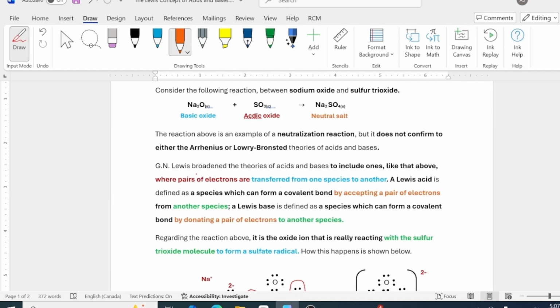G.N. Lewis broadened the theories of acids and bases to include reactions like that above, where pairs of electrons are transferred from one species to another. A Lewis acid is defined as a species which can form a covalent bond by accepting a pair of electrons from another species. A Lewis base is defined as a species which can form a covalent bond by donating a pair of electrons to another species.